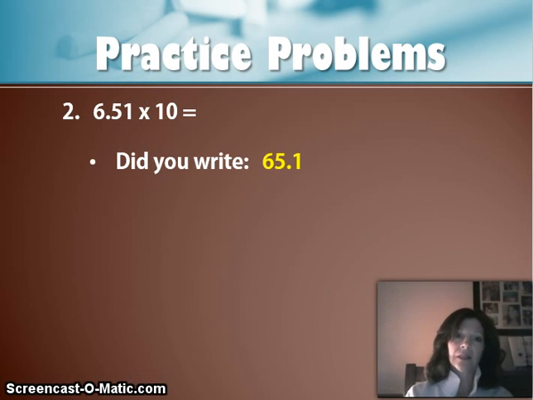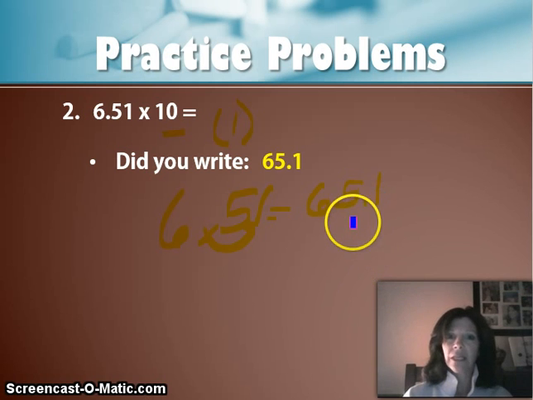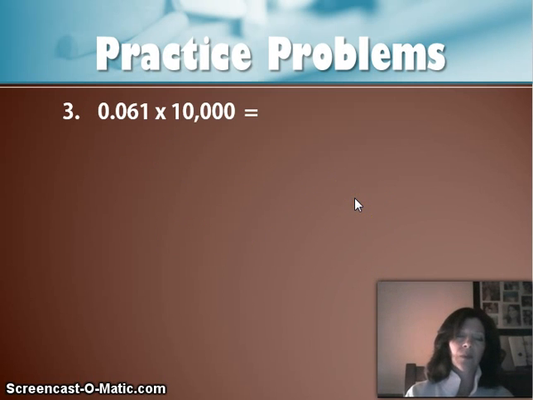All right, let's look at this example together. You have 6 and 51 hundredths times 10. You have 1 zero, so that tells you you're going to move your decimal point one place to the right. When you move it one place to the right, it gets rid of the decimal point here and places it there. So now you have 65 and 1/10. Hopefully you're getting the hang of this. One more example for tonight.